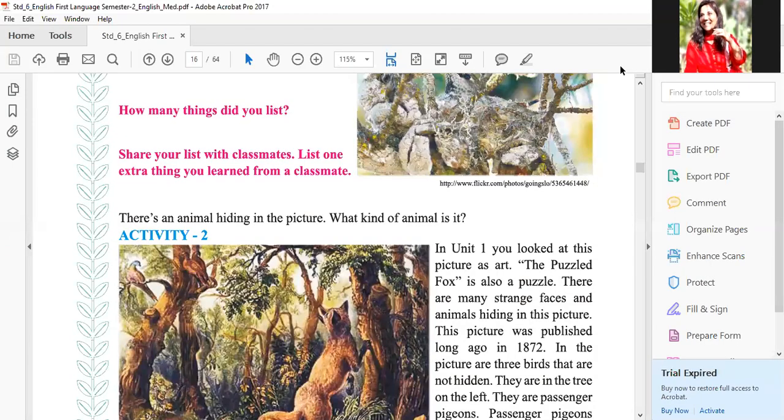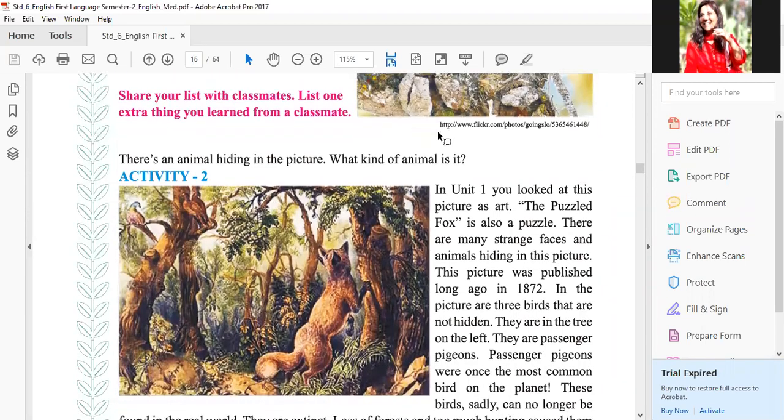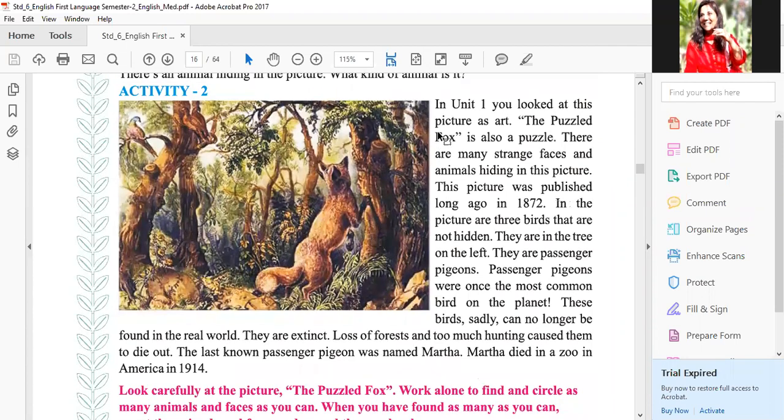There is an animal hiding in the picture. What kind of animal is it? You have to observe the picture very closely, and you'll find that there is an animal hiding in the picture, and you have to tell us what kind of animal it is. All right? Let us move to activity 2.